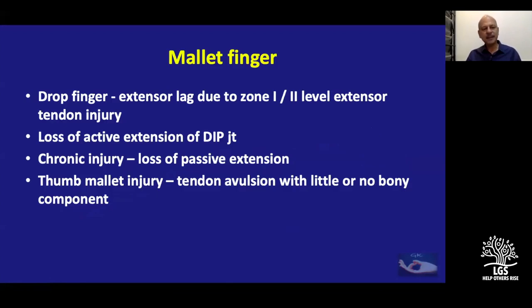Now, mallet finger, we know it's a drop finger and it is caused by an extensor lag due to a zone 1 or zone 2 level extensor tendon injury. So obviously there is a lack of active extension of the distal interphalangeal joint. That much is quite understandable. In a chronic injury, there is loss of passive extension. In a chronic injury, there is a continued flexion at the distal interphalangeal joint.